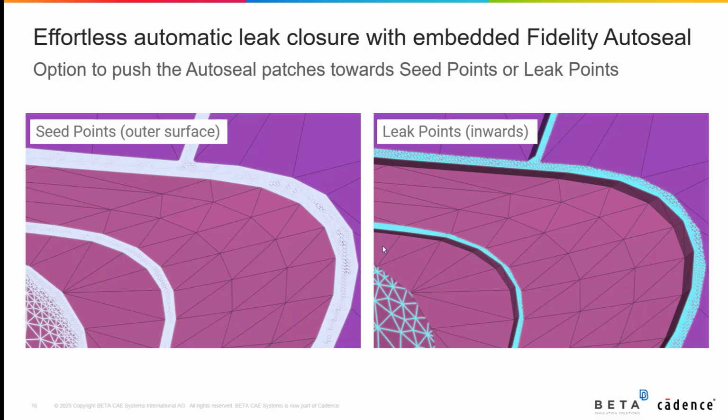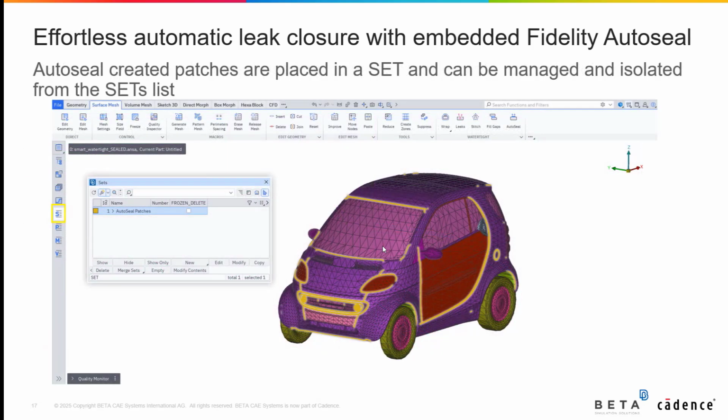As these new patches are assigned to the existing neighboring PIDs and parts, the user can still identify them through the Sets window, as Answer will put all these new patches in a set. The user can isolate the patches and inspect them from there.